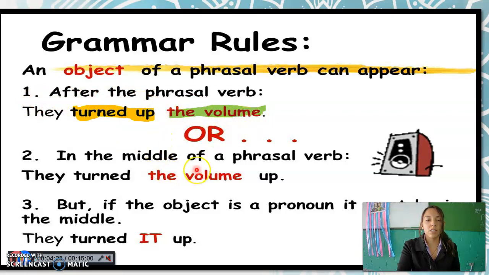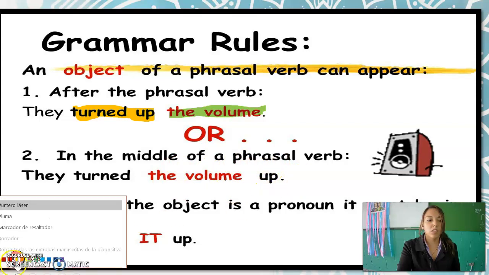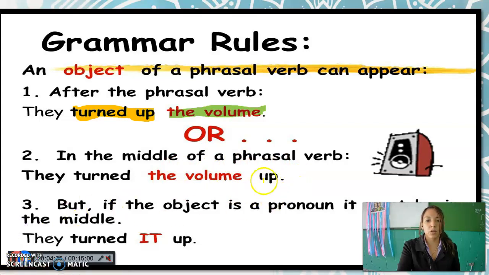So in the second example, we can observe that the volume, that is the direct object, is going to come before the particle. And the particle is up. Okay, so I'm going to show you this part. The particle is up. Okay, this is the particle. And as I was telling you before, the particle is the preposition.